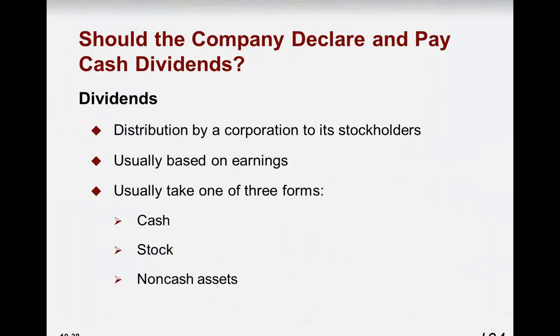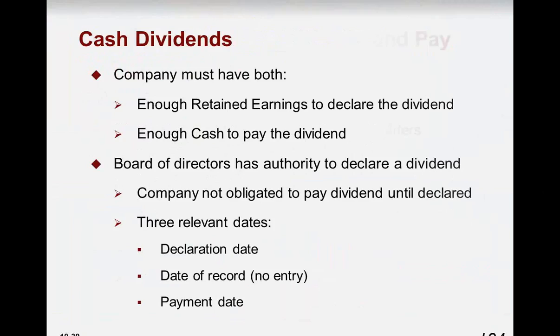How do we know when a company should declare and pay cash dividends? These are distributed by the corporation to its stockholders, usually based on earnings, and they take one of three forms. They are either cash dividends, stock dividends, or non-cash assets that are provided. To pay cash dividends, it's important to note that a company must have both enough retained earnings to declare the dividend and enough cash to pay the dividend.